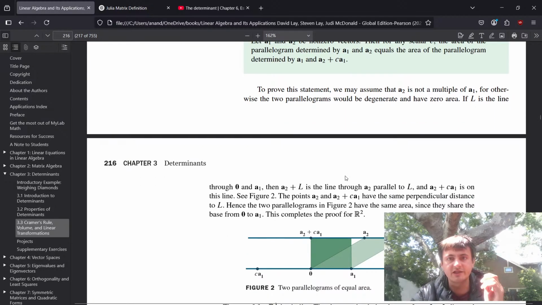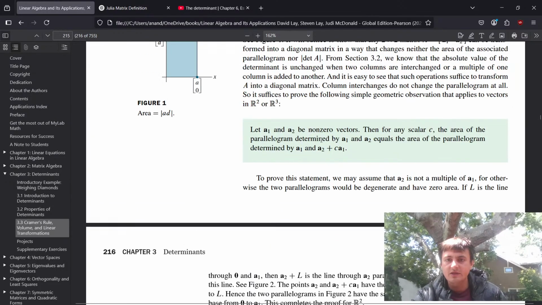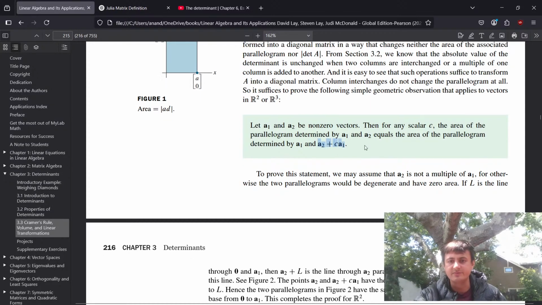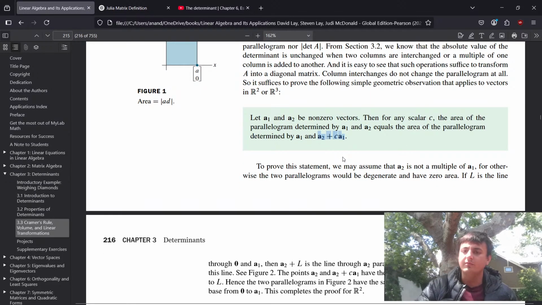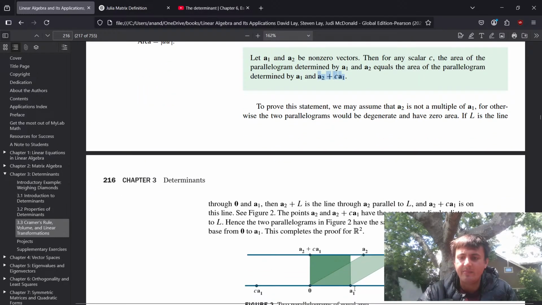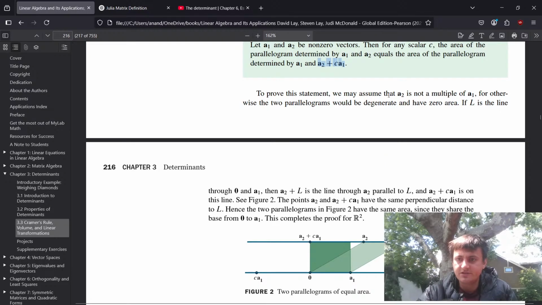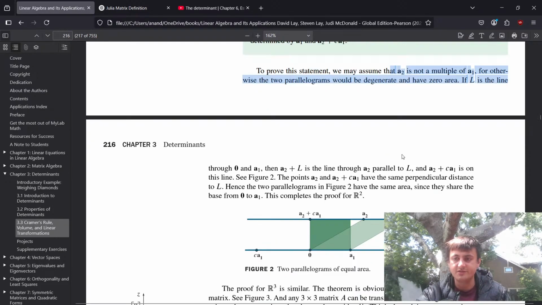Oh, they're just saying that shears don't really change it. Oh, okay, I get it. Yeah, because this operation is like, what did they call it? They call it elementary row replacement. So they're just saying that it preserves area. You can shear it and a parallelogram has the same area. To prove this, we may assume that A2 is not a multiple of A1. Otherwise, it would have zero area.